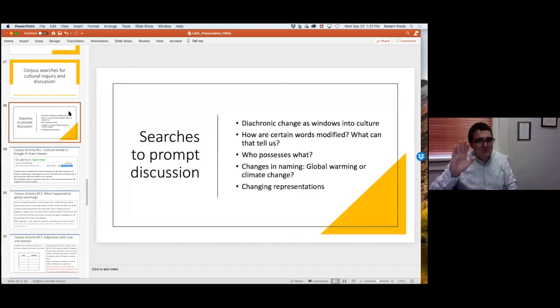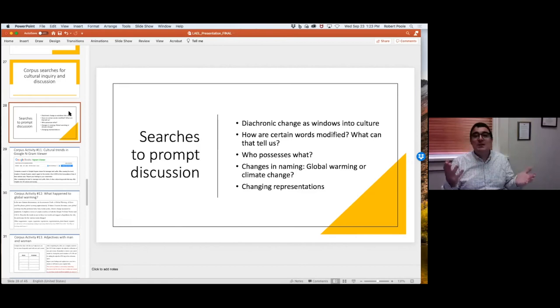Changes in naming, global warming to climate change, vegetarianism, can we compare different terms and their differing frequencies, differing uses? What can we say there? And then changing representations, thinking of how words are discussed differently. How are ideas such as immigration, speaking specifically of the US context, how has the way it's been discussed changed over time? We can start to answer that with a corpus. That can be really interesting classroom conversation.